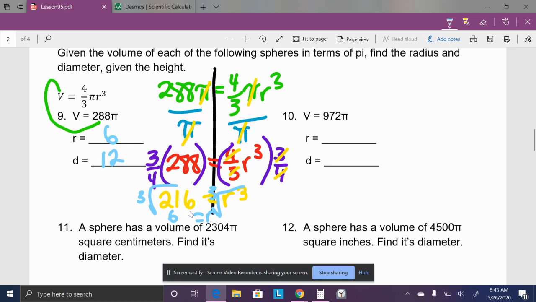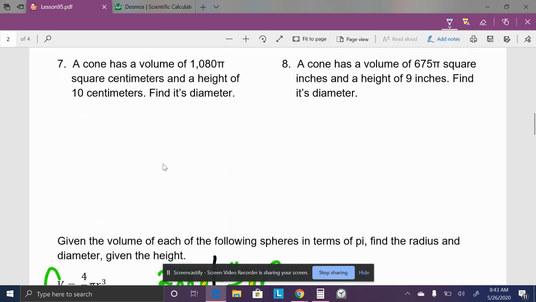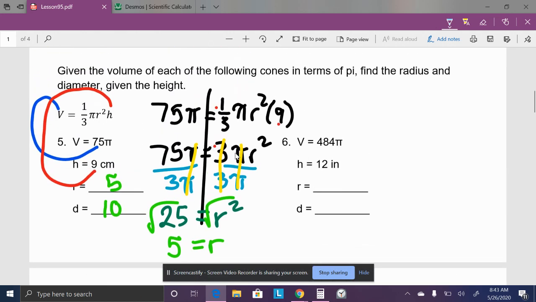All right. So again, it's just plugging into these equations and manipulating the numbers afterwards. And in order to find your r, remember the diameter is always double the radius. So whatever you get for your r, your diameter is going to be double that.